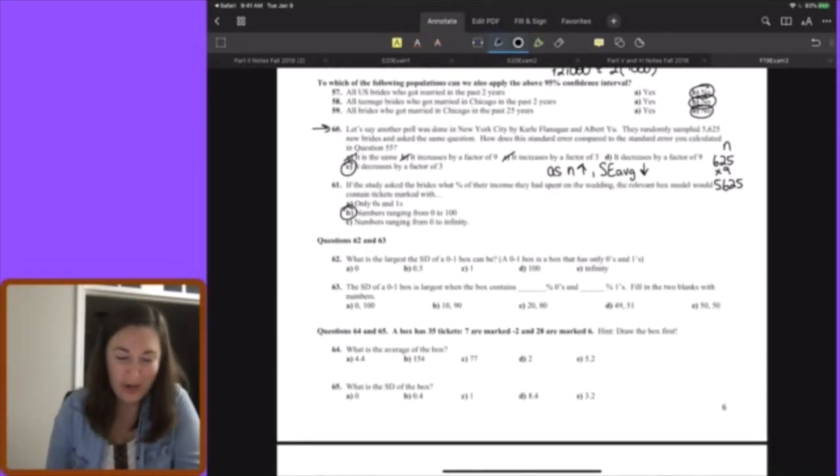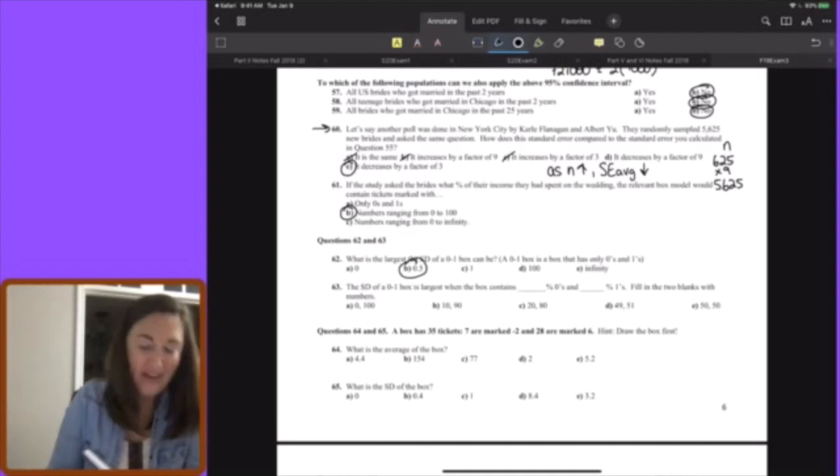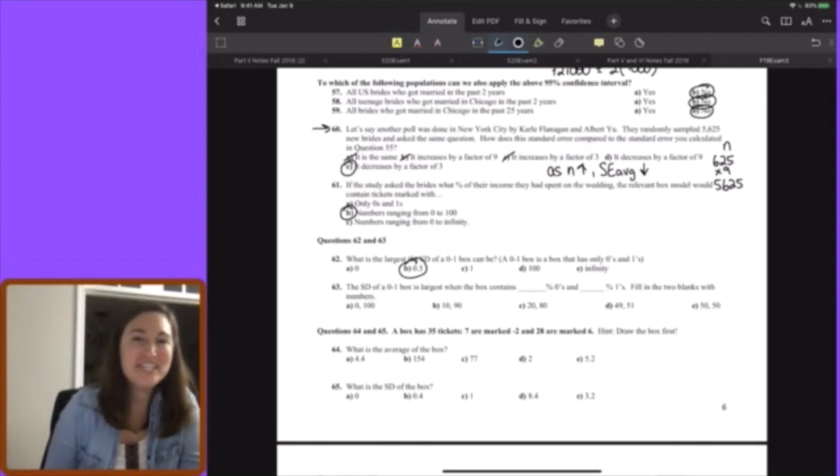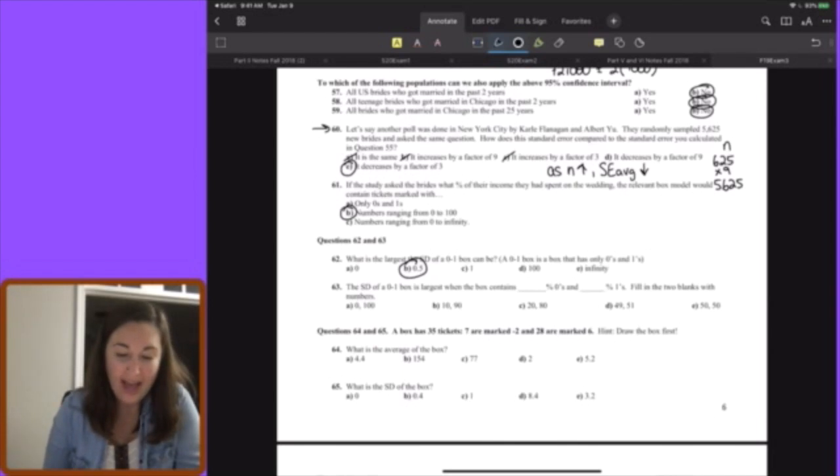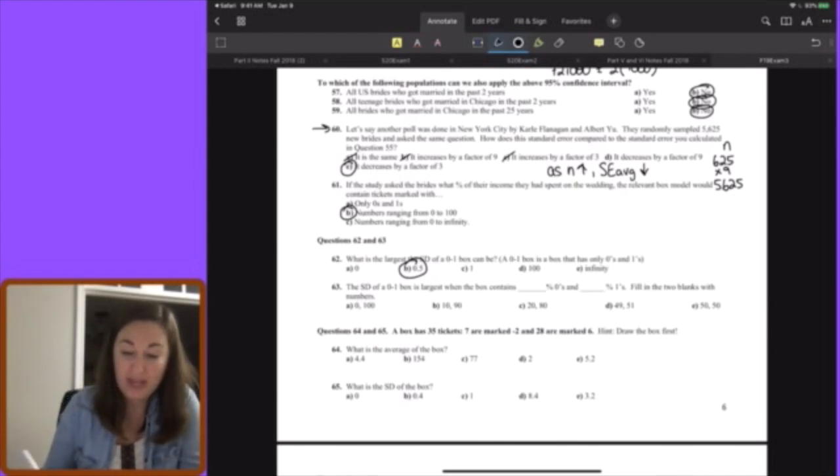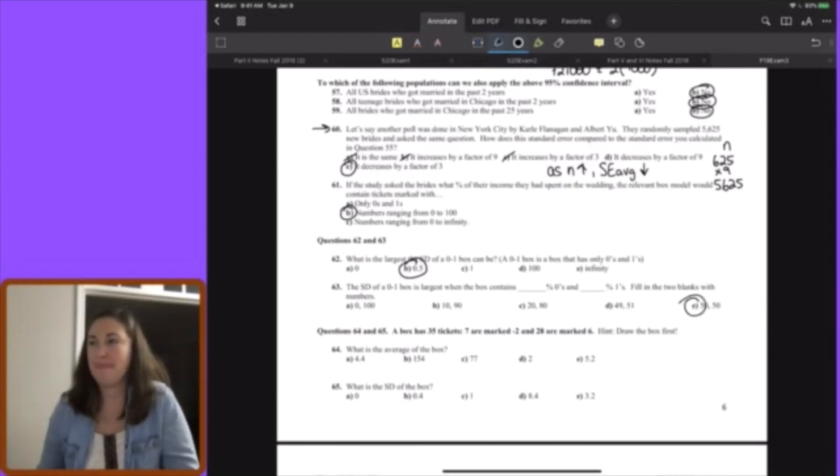And just a few more. 62, what's the largest the SD of a 0-1 box can be? 0.5, that's just a fact. Hopefully you guys remember that from the homework. And that happens when we have half ones, half zeros.